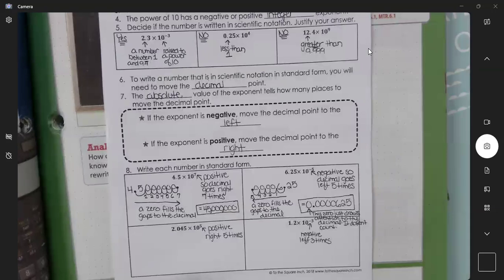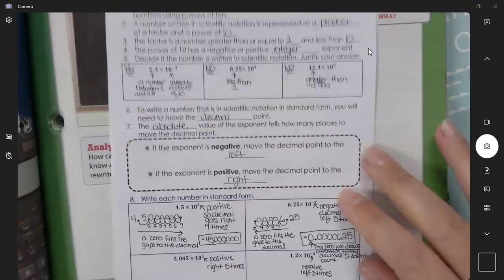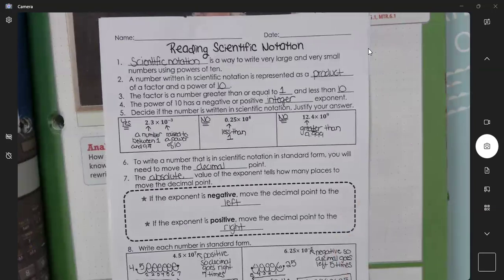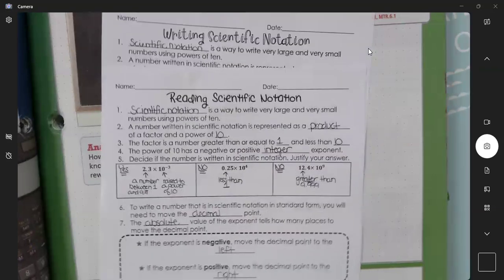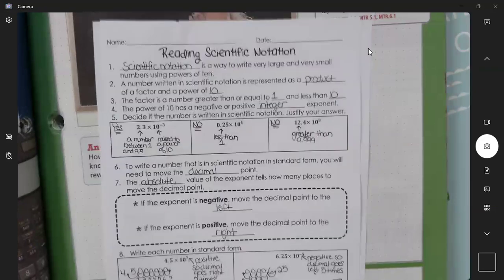Now we are going to learn to read and write in scientific notation. You have two notes today. The first one is reading. Normally I don't go over them, but there are some important parts, and then we'll get to the examples. The second part is writing. So again, I'm going to go over the notes just quickly.